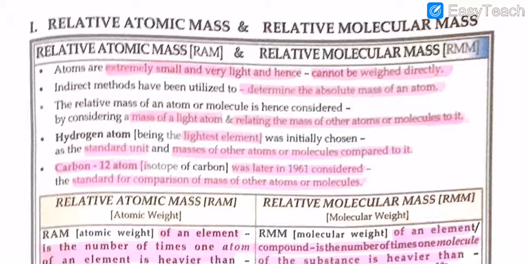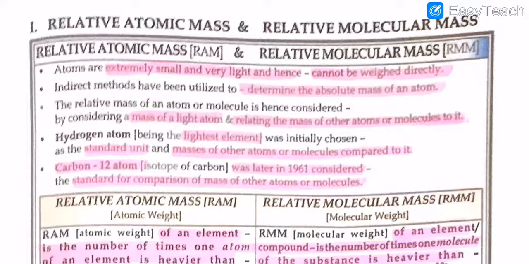So atoms are extremely small and very lightweight. Hence, they cannot be weighed directly. Indirect methods have been utilized to determine the absolute mass of an atom. So basically, it is very, very hard to weigh an atom. Why? Because an atom, as we know, you cannot see with the naked eye. You need a microscope and all of that to actually see an atom. So indirect methods that only need paper and pen and a few other basic facts of atoms have been used to determine the absolute mass of an atom.